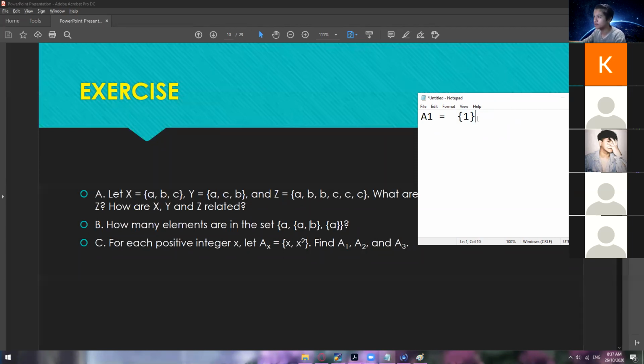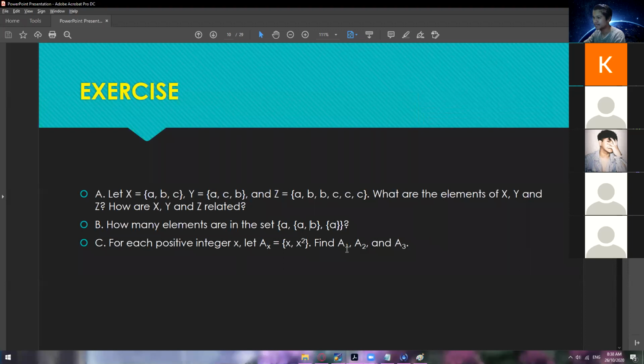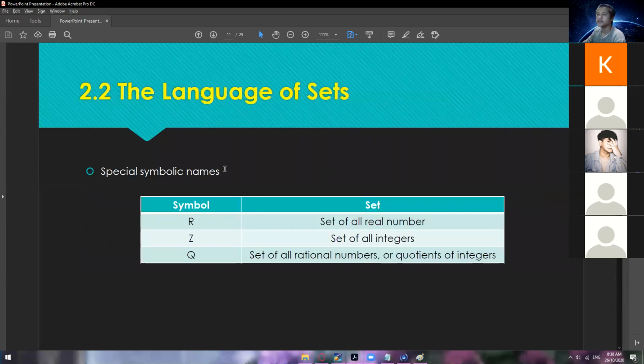Okay, how about A2? 2 and 4, sir. 2 and 2 raised to 2 or 4. So in here, we have a total of 2 elements. How about the last one? A sub 3. 3 and 9, sir. Okay, so all you need to do is substitute those positive integers 1, 2, and 3 to this equation.